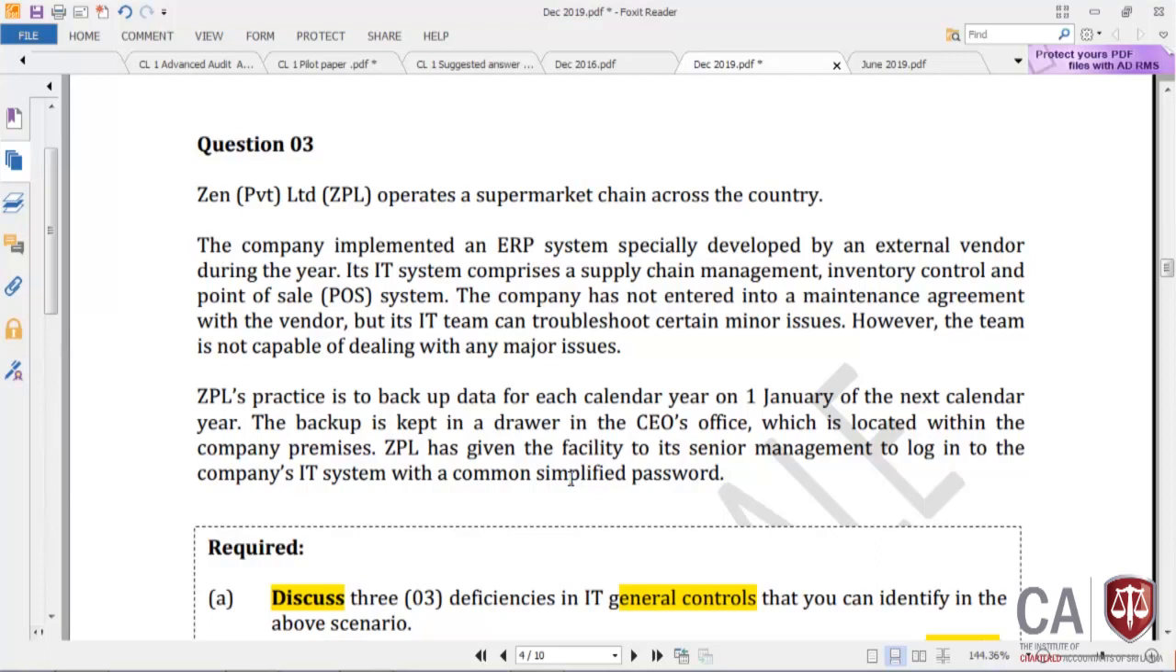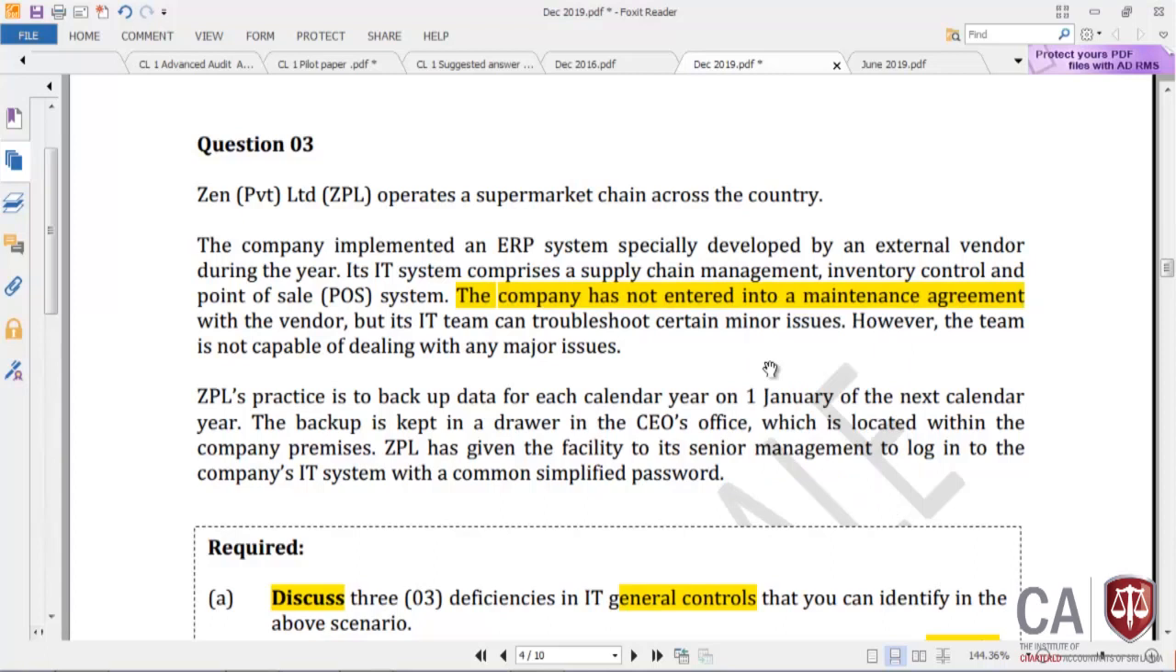So if you see, it's a very simple question. If you identify or understand the general controls as a whole, what I told you previously, it's a very simple question. So what are the 3 deficiencies here? What I can see here, we'll read again. The company implemented an ERP system specially developed by an external vendor, specially developed one. So it is developed for us. So there should be proper documentation and proper support from the developers. The company has not entered into an agreement. It's a problem. What is the problem?